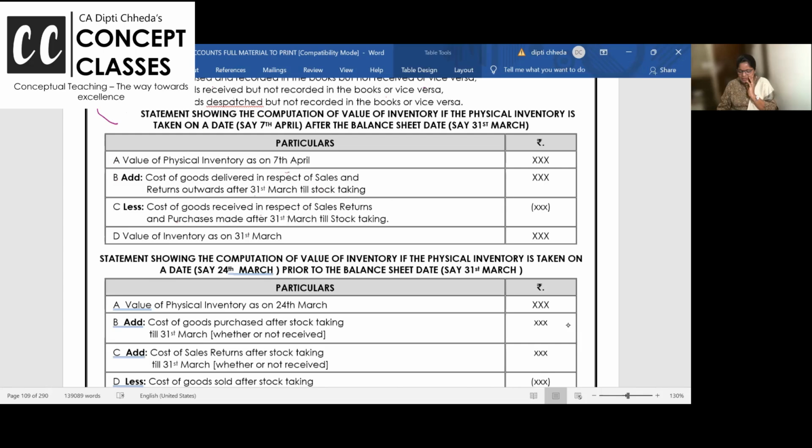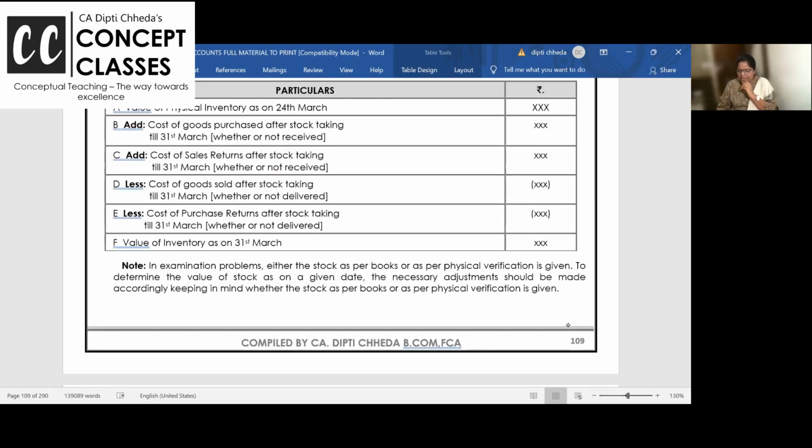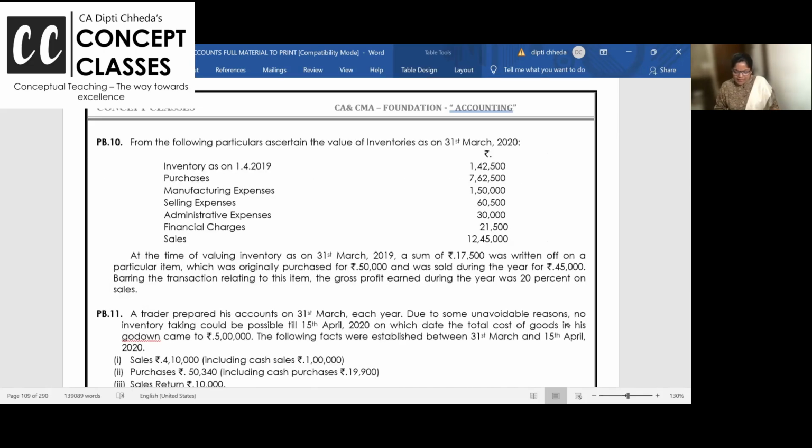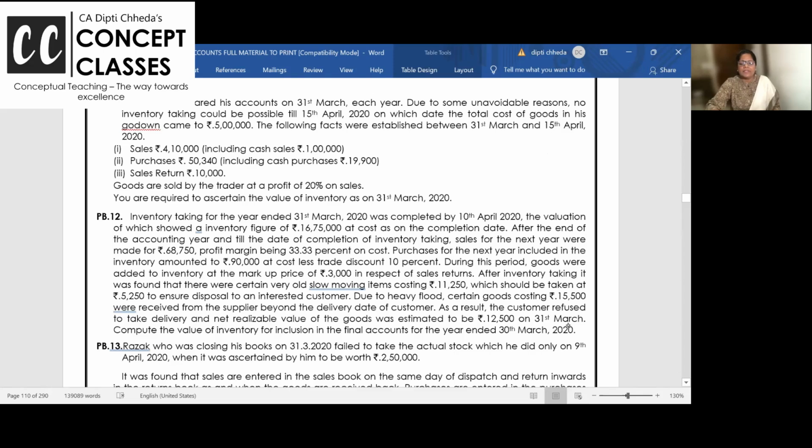Whatever sales return has come on 1st to 7th, minus it, because this is the sales return after 31st March. So on 31st, the sales return was not there, no, minus it. And purchases also, whatever you have purchased, minus it. Same way is this format, add and less. I don't believe in mugging up these formats. If you do it logically, it will be very clear to you. Right. 1 second.